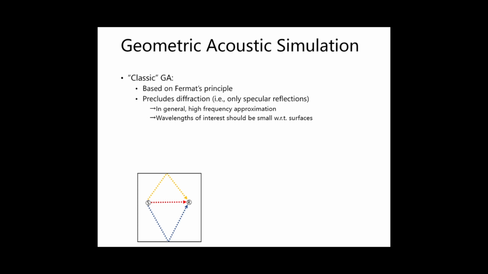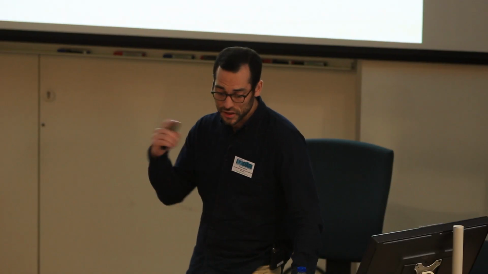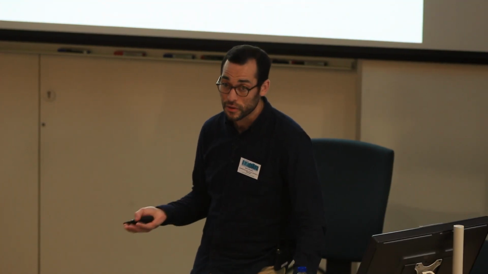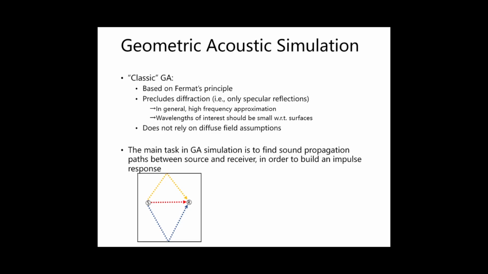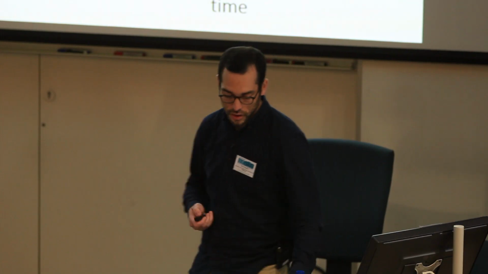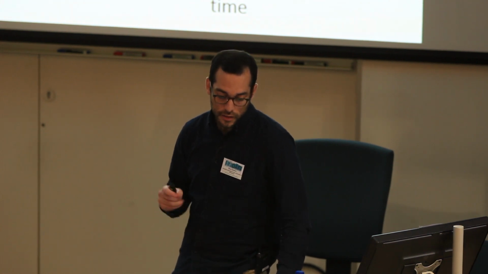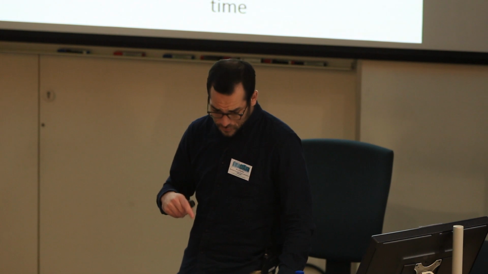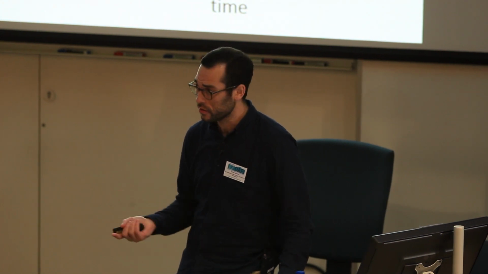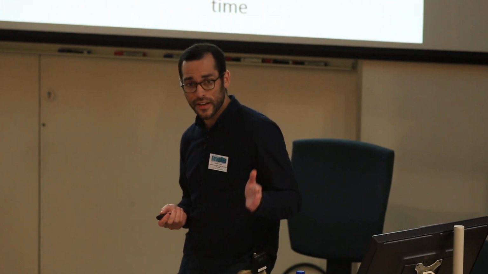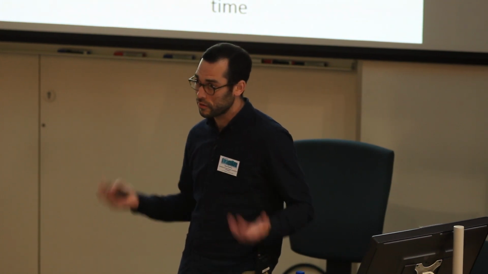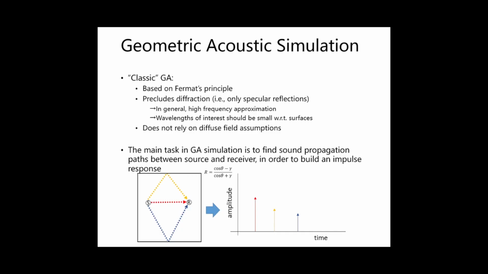So the main task in any kind of geometric acoustic simulation is simply to find sound propagation paths between the source and receivers, or sources and receivers, in order to build up an impulse response. Here we have a few sound propagation paths we've identified, and you can turn that into an impulse response simply by taking the length of each path, or the distance traveled by each sound wave, and dividing by the speed of sound to get a time of arrival, which you can then discretize according to your audio rate. You can interpret that sound event as an impulse, so you discretize that with a Kronecker delta or a sinc function. You place it in your impulse response, and then you scale it according to 1 over the distance.